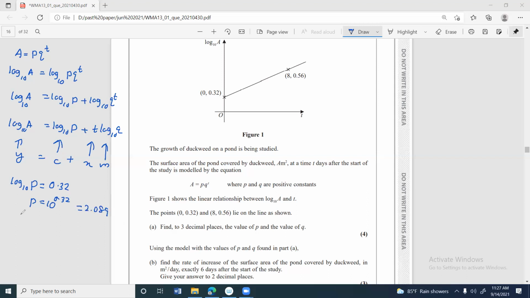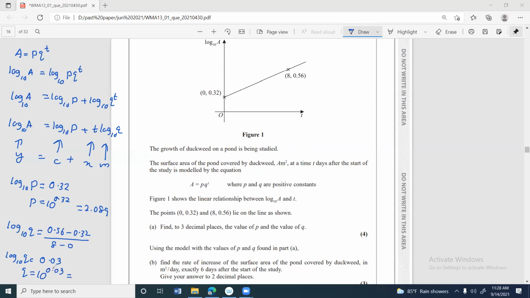2.089. And the gradient is log 10q. Log 10q is equal to the gradient. How to get the gradient? Using these two coordinates: 0.56 minus 0.32 divided by 8 minus 0. So you can say log 10q is equal to 0.56 minus 0.32 divided by 8, and that is 0.03. With this, you can say q equals 10 to the power 0.03.